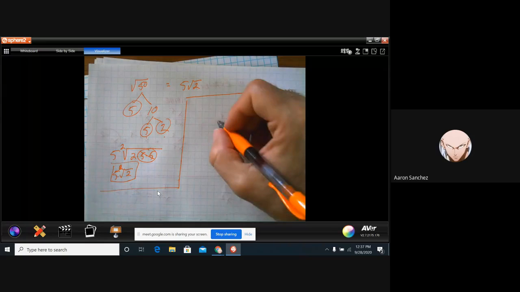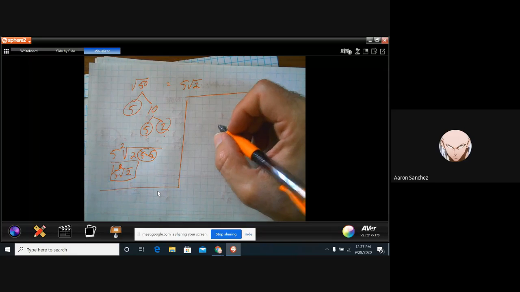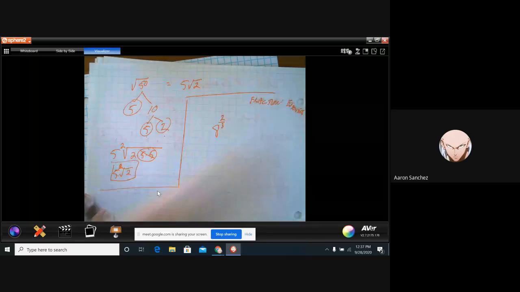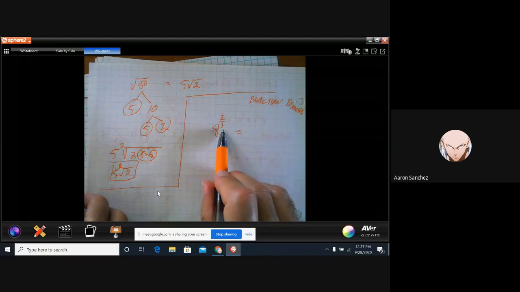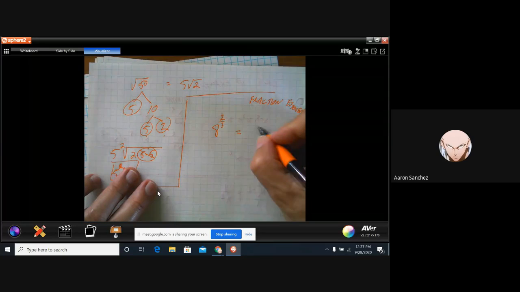Fractions and exponents. I can say 8 to the 2/3 power. Okay, now how would we write that? Well, remember, this is the cube, and this would be our exponent. I can write this in 2 ways.